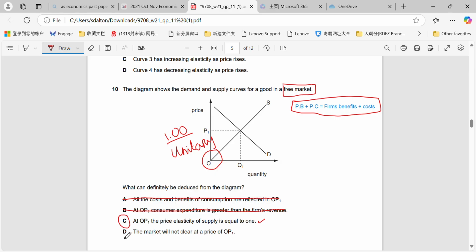And finally, the market will not clear at a price of OP1. That's incorrect. We can see that the market has cleared at a price of OP1. Clearing meaning that demand is equal to supply. And that's exactly what we can see in this diagram. Demand equals supply at a price of OP1.